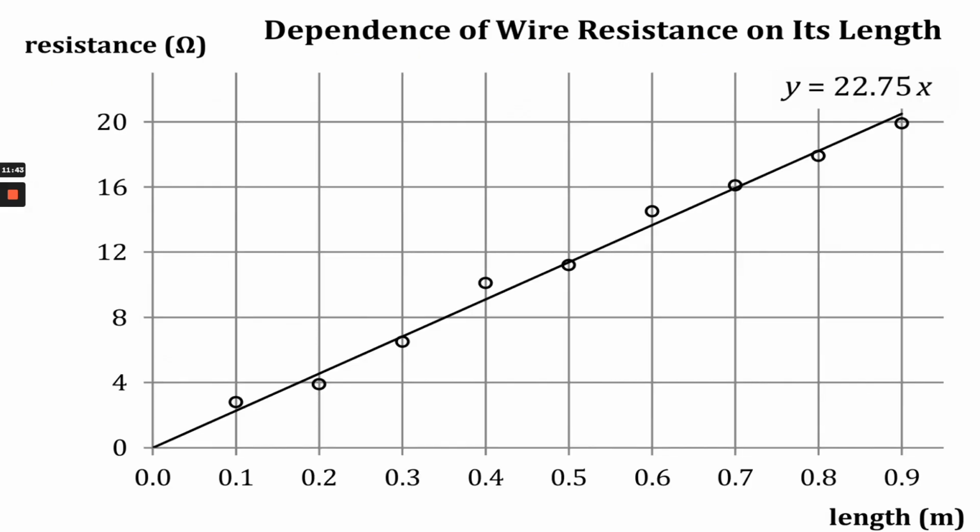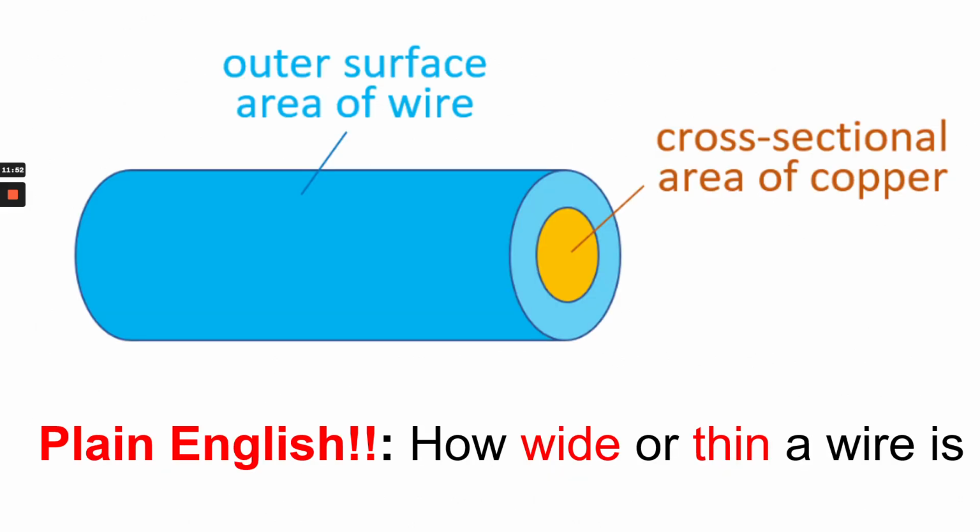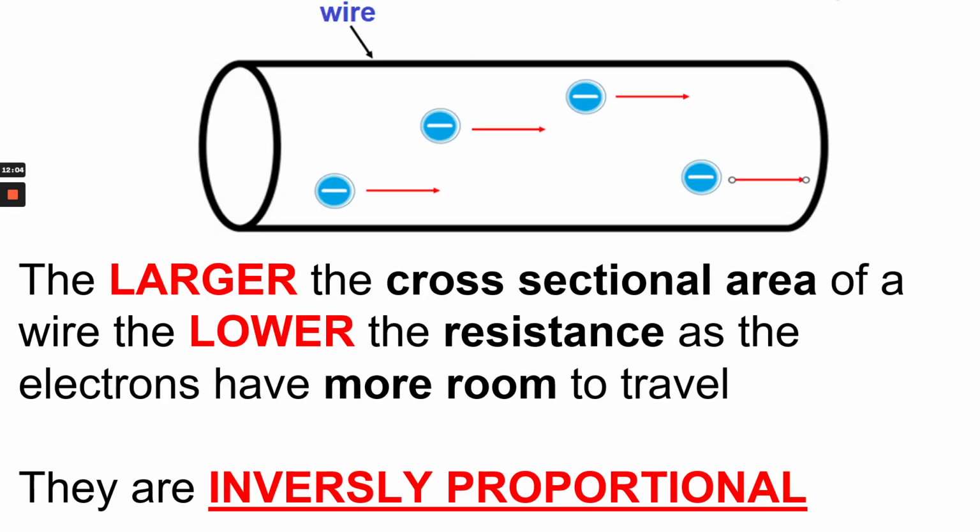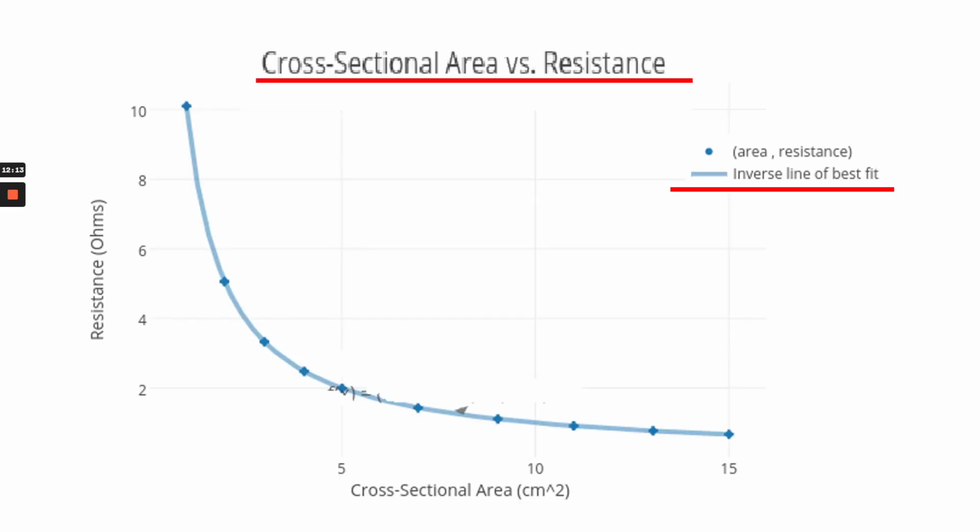And if you do it right, you should get a graph that looks something like this. Directly proportional, a straight line through the origin 0, 0. Now, the cross-sectional area of a wire, this sounds fancy, it's just how wide or thin a wire is. A thin wire has a small cross-section, a wide wire has a thick cross-section. It's that basic. Now, the larger the cross-sectional area of a wire, the lower the resistance, as the electrons have more room to travel. They are inversely proportional, and that will lead to a graph like this.